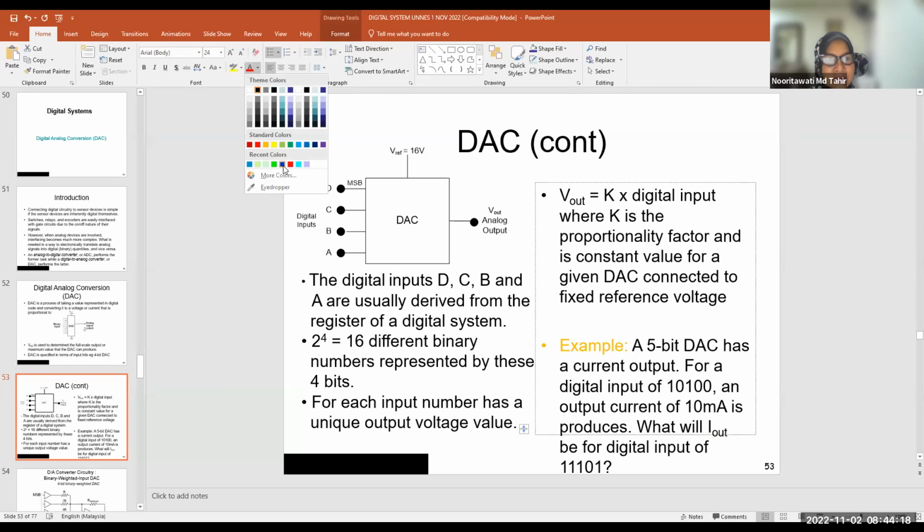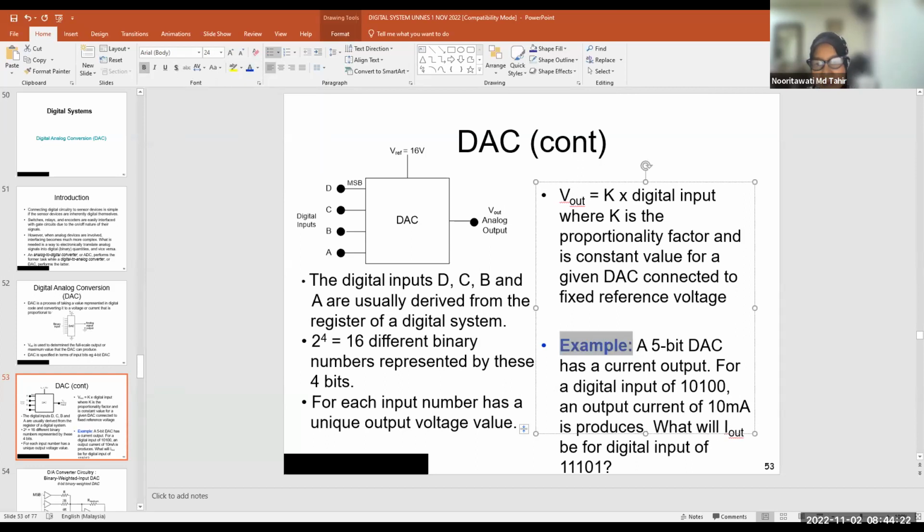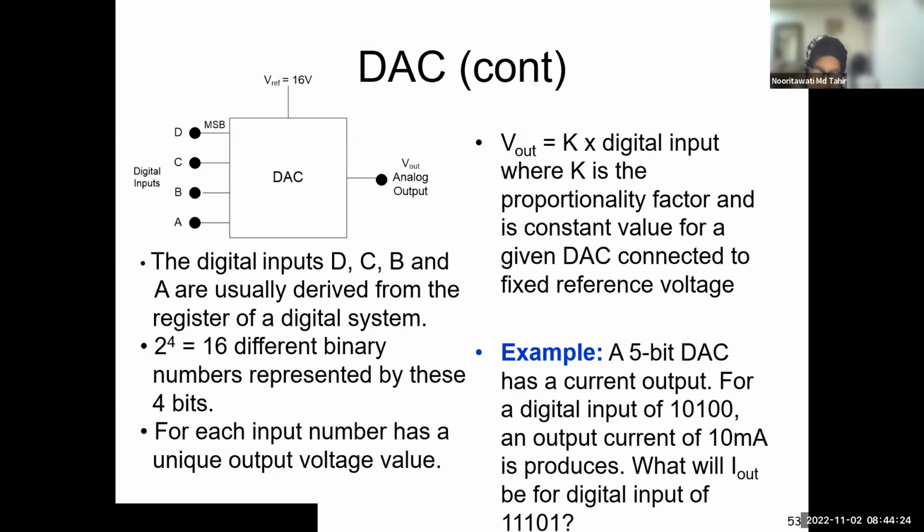Example ni. I will show you the ni, tapi you cuba buat dulu. Okay, so at 10100, which is 1, 2, 4, 8, 16, at 20, the current output is 10 milliamp. Okay, so at 0001, it will be 0.5 milliamp lah kan? Betul?